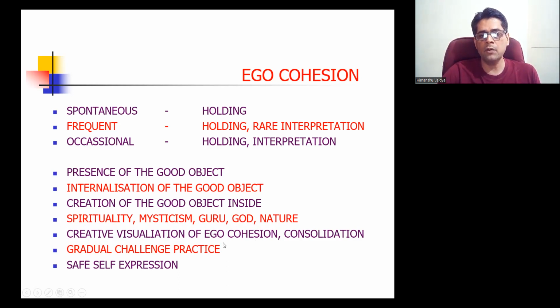Creative visualization of ego cohesion is very important. For example, if you visualize the ego as being built of parts, many bricks come together to build an ego. So say parts, not bricks, but say parts. Parts come together, 5 parts come together to create an ego, and where they join each other on their boundary is some adhesive, the adhesive of cohesion. This is one way of visualizing ego formation.